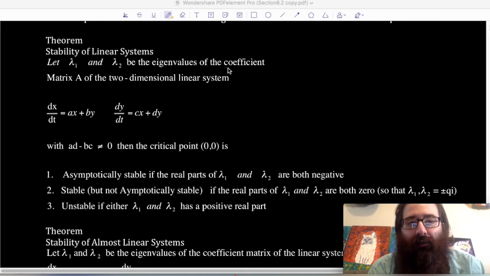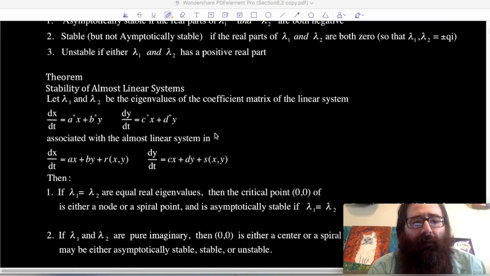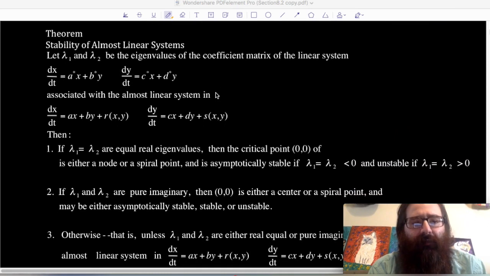Now, it's important to notice that we're talking about a coefficient matrix, and that's going to come into play at some point during our lecture today. We have a theorem here on the stability of almost linear systems. Let lambda sub 1 and lambda sub 2 be the eigenvalues of the coefficient matrix of the linear system dx/dt is a star times x plus b star times y, and dy/dt is equal to c star x plus d star y, associated with the almost linear system dx/dt is ax plus by plus some function r of x and y, and dy/dt is equal to cx plus dy plus some function s of x and y.